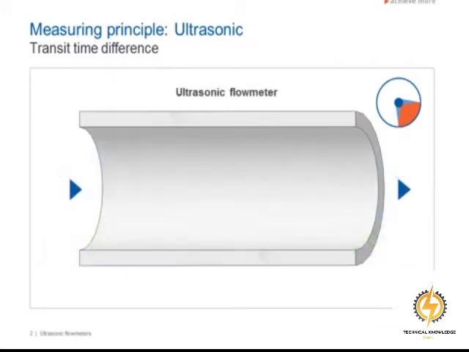If we transfer this concept to the measuring principle, we can see that ultrasonic waves along a diagonal path behave in exactly the same way. A sound wave propagates in the direction of the flow of the medium, such as a liquid or a gas, more quickly than a sound wave propagating against the flow direction of the medium. The difference in the transit time is directly proportional to the flow velocity of the medium.